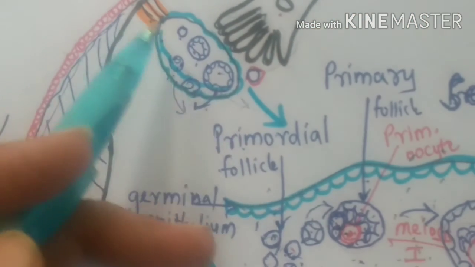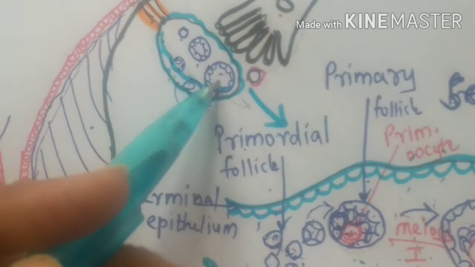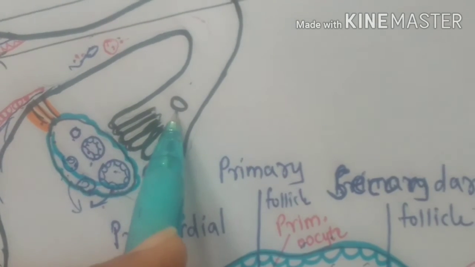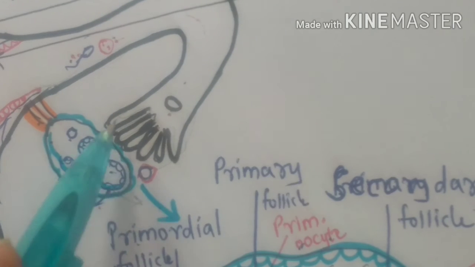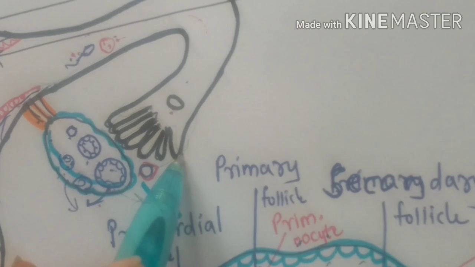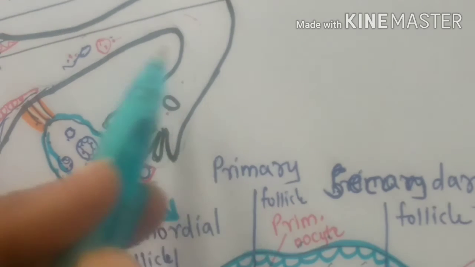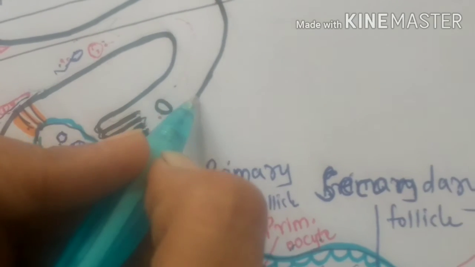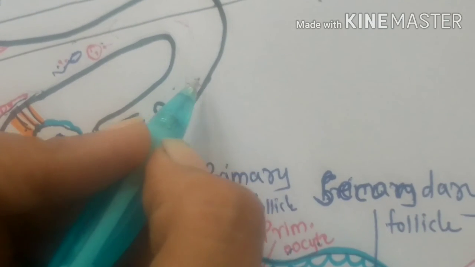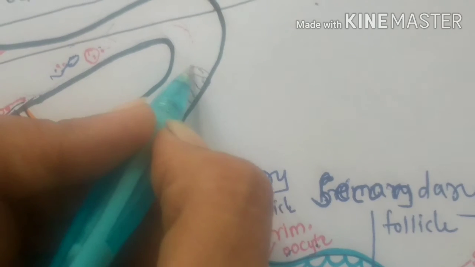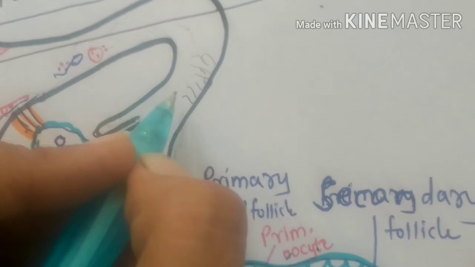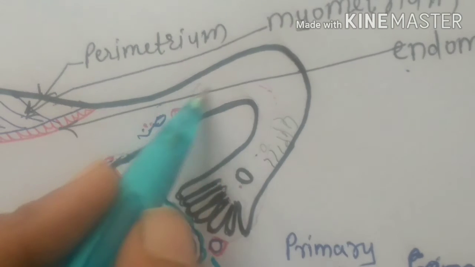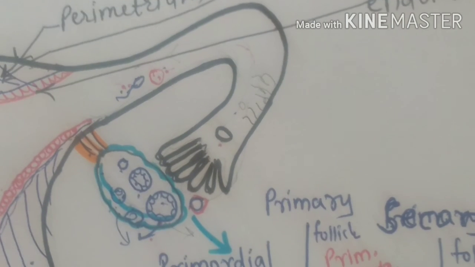So you can see these follicles are present in the ovary in different stages of development. When the ovum is released, the fallopian tube will catch the ovum, and it will be carried in the forward direction by ciliary movement. You remember, there are ciliary cells present in the fallopian tube, and these ciliary cells push the ovum forward in the fallopian tube. Thank you.